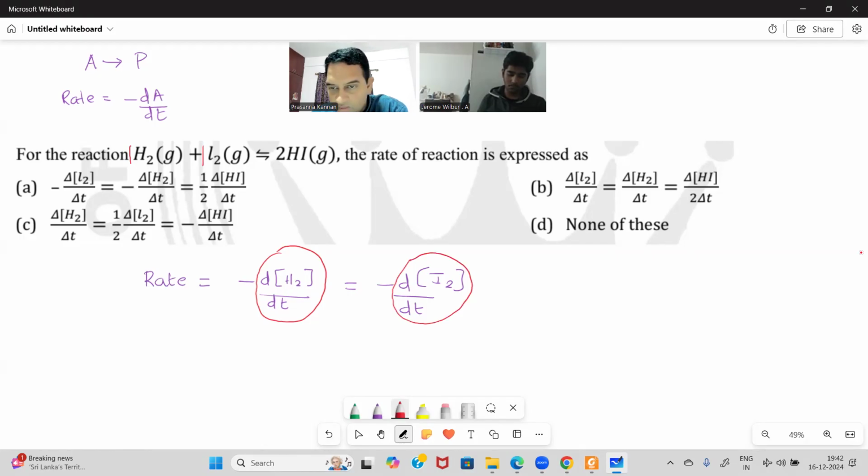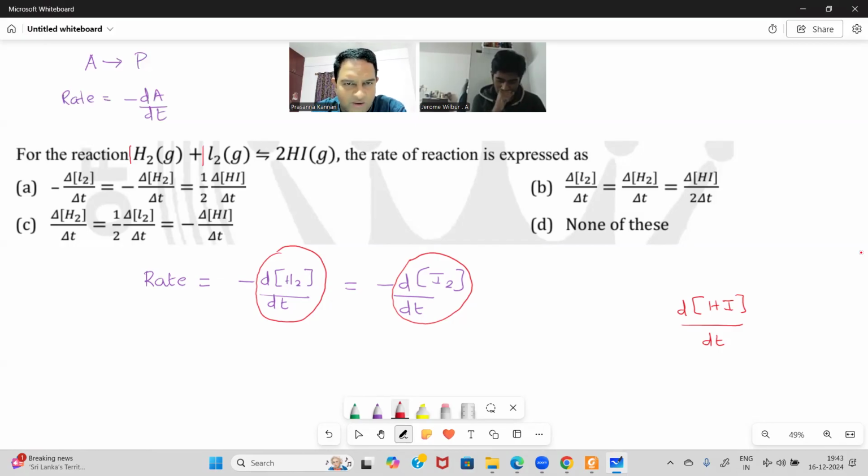Now, let's talk in terms of the formation of HI, right? Okay, now what does this represent? Sir, rate of appearance of HI. Exactly, right? Suppose I take 1 mole of hydrogen, in the time that 1 mole of hydrogen is disappearing, 2 moles of HI is formed, isn't it? Correct? So can you tell me the rate of formation of HI with reference to the rate of disappearance of hydrogen?